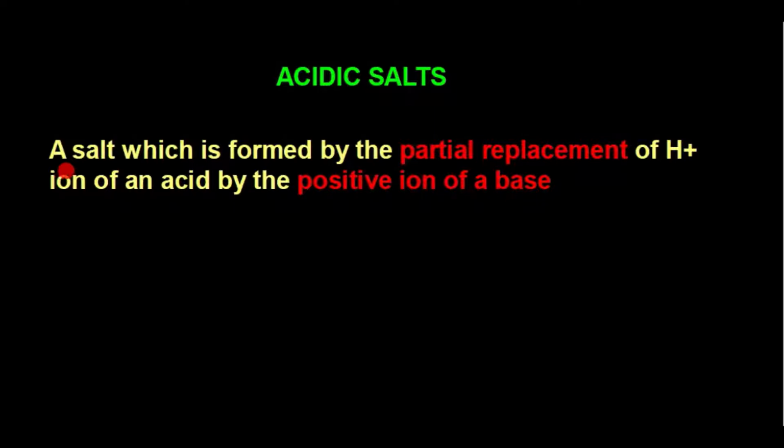A salt which is formed by the partial replacement of hydrogen ion of an acid by the positive ion of a base. What is an acidic salt? It is a salt which is formed by the partial replacement of hydrogen ion of an acid by the positive ion of a base. We will understand acidic salt with the help of an example.